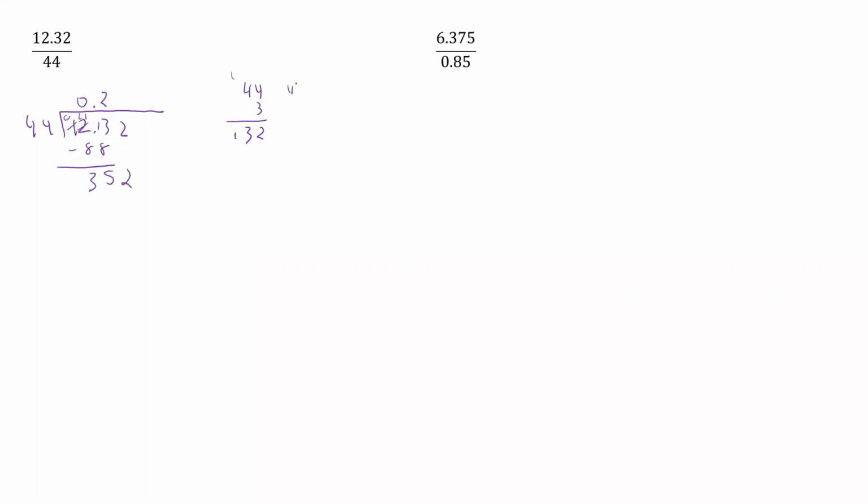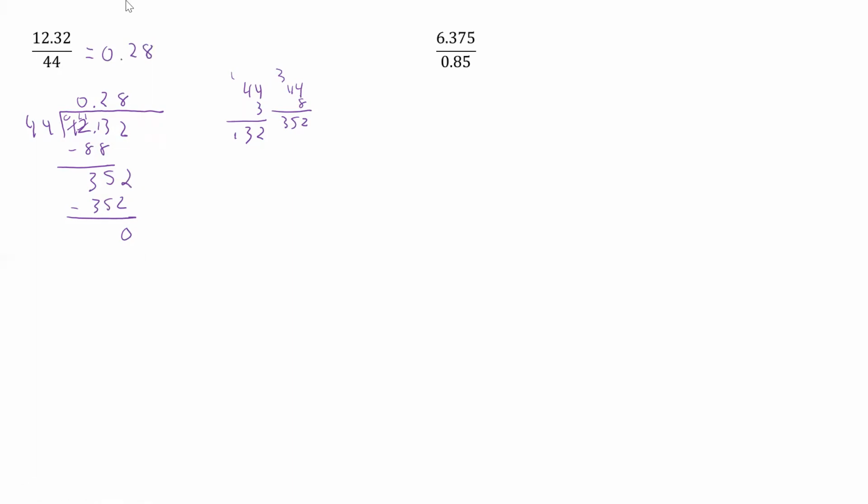All right, so 44 times, if we take it times 8, that'll give us a 2 here, so that's going to be a 32. 32 plus 3 is 35, and so that's going to give us 8. So that's going to give us 352. If we subtract that, that's 0. And so that's going to be 0.28 for our final solution.